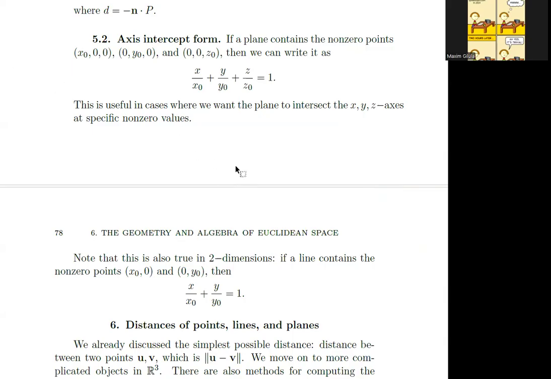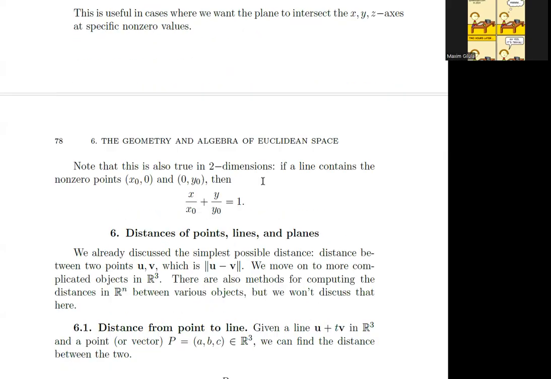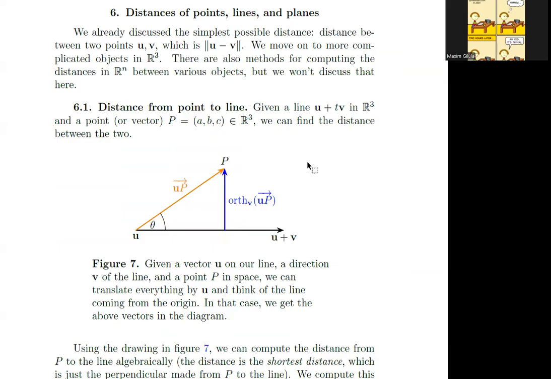Well, I guess, or if it's not parallel to one of the axes, then it won't work either. Let's talk about distances of points, lines, and planes. We already discussed what a distance between 2 points looks like. Let's talk about how to find distance from a point to a line.